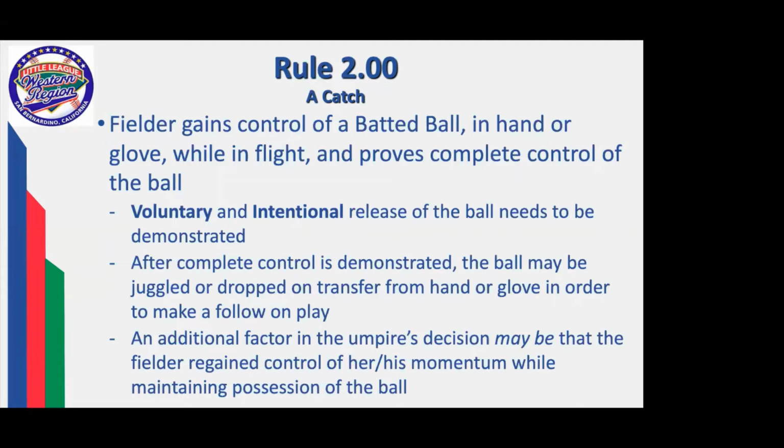Once complete control is demonstrated, the ball may be juggled or dropped on transfer from the hand in order to make a follow-on play. As long as control is demonstrated, dropping the ball on that transfer does not impact the validity of the catch. An additional factor may come up sometimes that the umpire will decide the fielder gained control of the ball after his momentum or her momentum has been regained while maintaining possession.